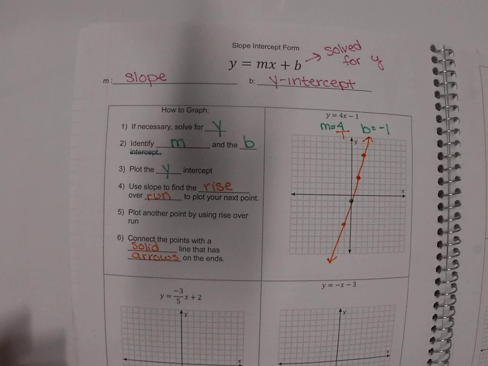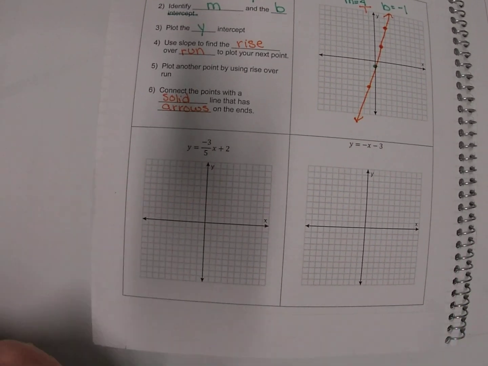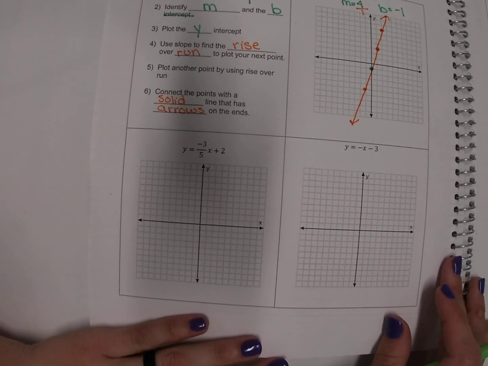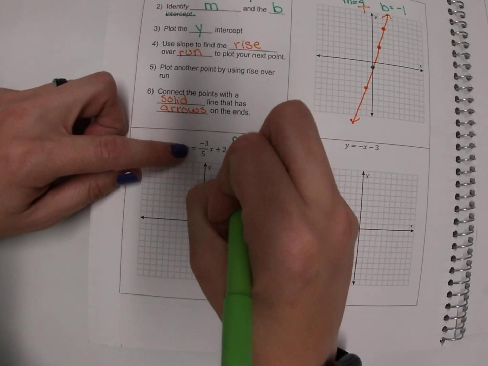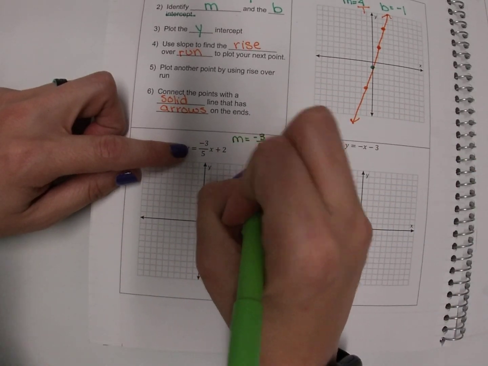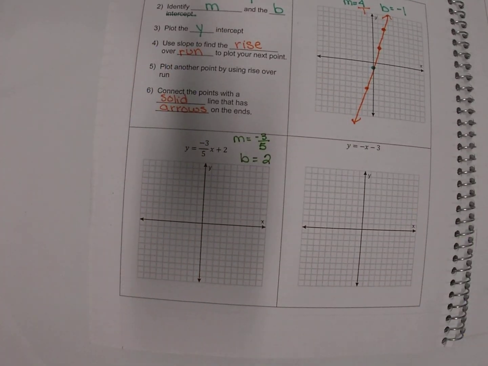Okay, so let's continue to look at this in some different situations. So let's say we have y equals -3/5 x plus 2. Our m is what's sitting in front of the x. So our m is going to be -3/5. And our b is going to be the 2.